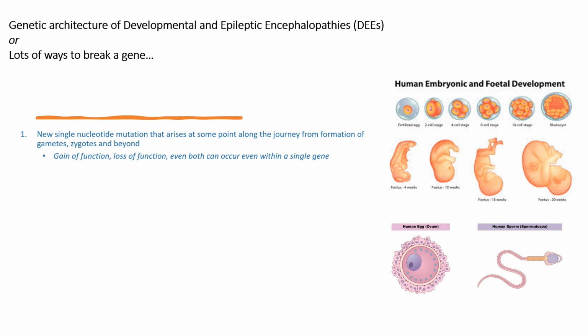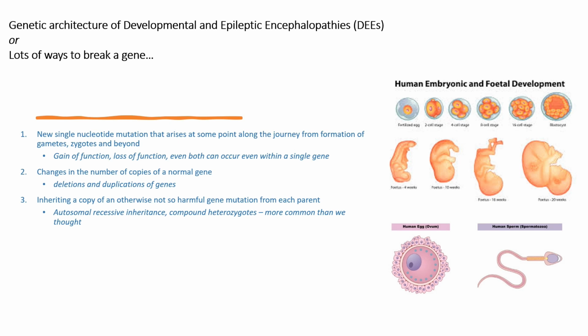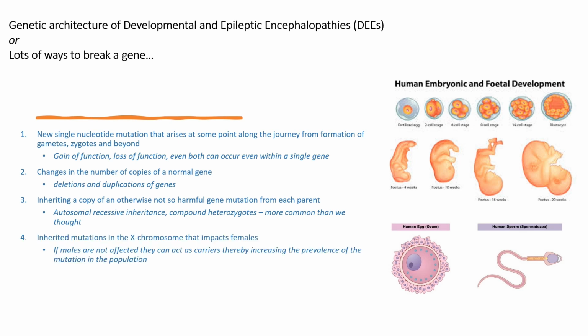We can see gain of function, a loss of function emerge. We can even see mutations that give rise to both a loss and a gain of function. We can see changes in the copy numbers of a normal gene, both deletions and duplications. Copy number variation is one of those areas that many of you may have heard about. Inheriting through autosomal recessive mechanisms, the so-called compound heterozygotes, where you've got one from each parent, can give rise to disorders, and is probably more common than we've thought as an architecture of some DEEs.